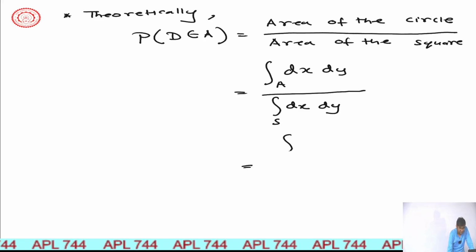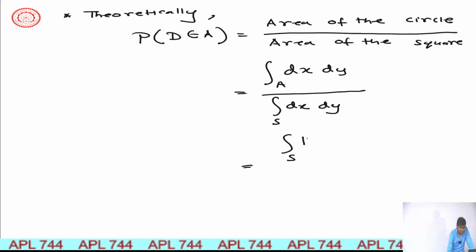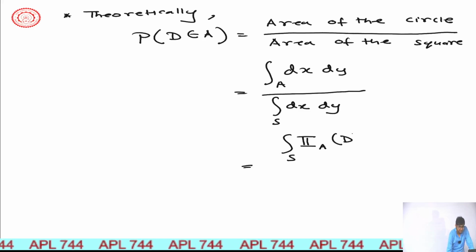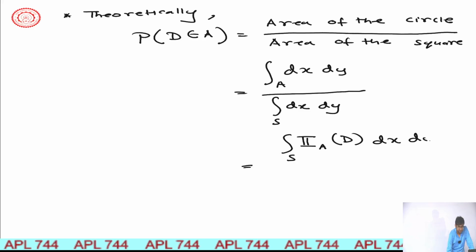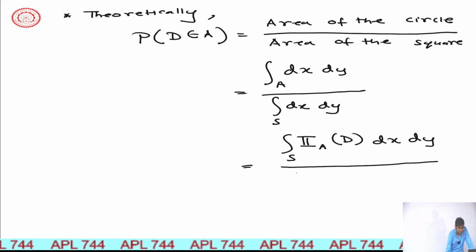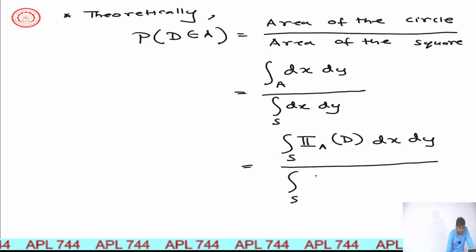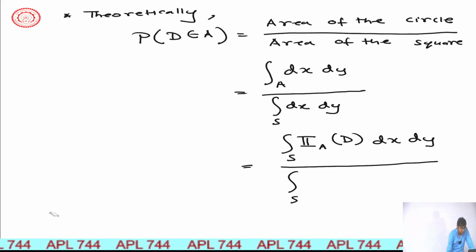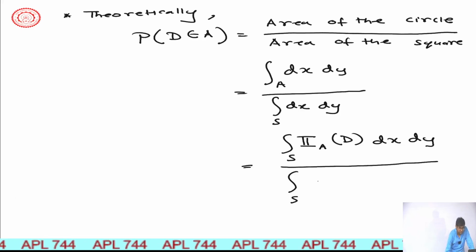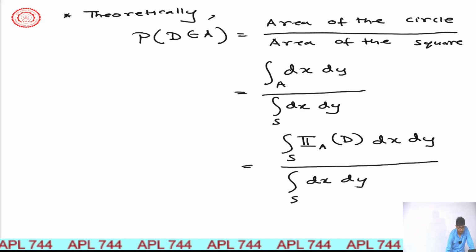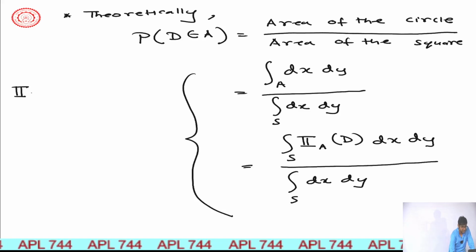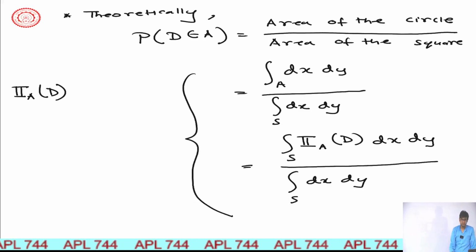Integration over S of I_A dx dy divided by integration over S dx dy, where your I_A in this case has a name. It is known as the indicator function.